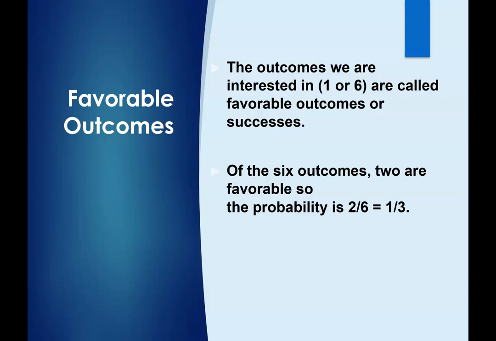Of the 6 outcomes, 2 are favorable. So the probability is 2 possibilities, the 1 and the 6 added together, the cardinality of that, then we reduce it to 1/3. So 2 out of 6 is 1/3. Now, because we don't have any overlap, any intersection, we don't need to worry about subtracting that off for our union in this case.